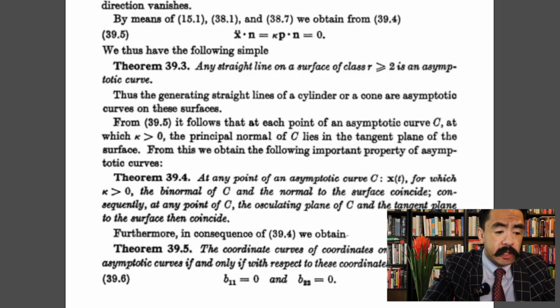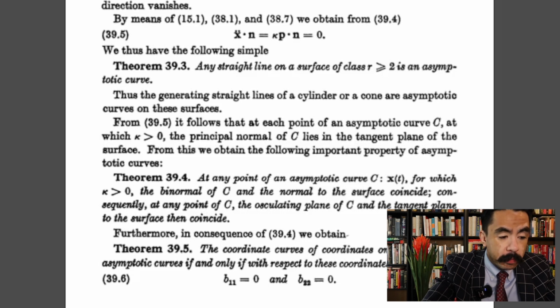We thus have the following simple theorem 39.3. Any straight line on a surface of class r greater than or equal to 2 is an asymptotic curve. Thus, the generating straight lines of a cylinder or a cone are asymptotic curves on these surfaces. From what we have thus obtained, it follows that at each point of an asymptotic curve C, at which kappa is greater than 0, the principal normal of C lies in the tangent plane of the surface.